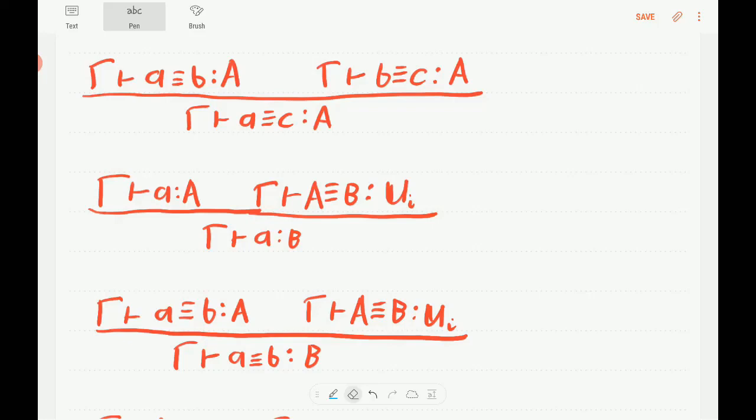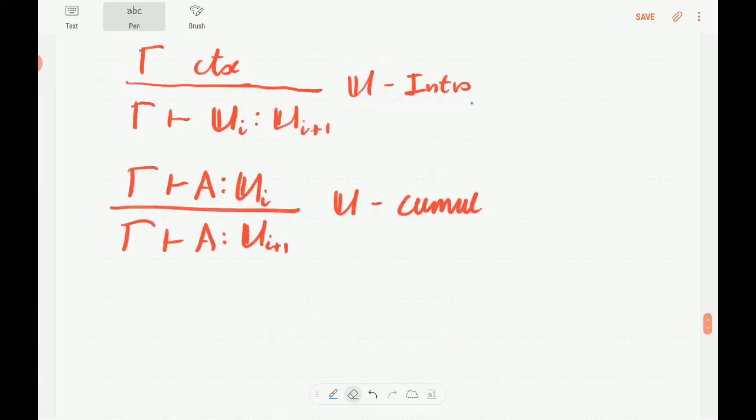Now we also have propositional equality, which is a more complicated thing involving the idea of identity types. And then the last thing I'll mention before I start getting on to talking about specific types is the rules about universes. So we've already seen this universe introduction rule here, which basically says that when we have a well-formed context, then we can always produce this term U_i, which is of type U_{i+1}.